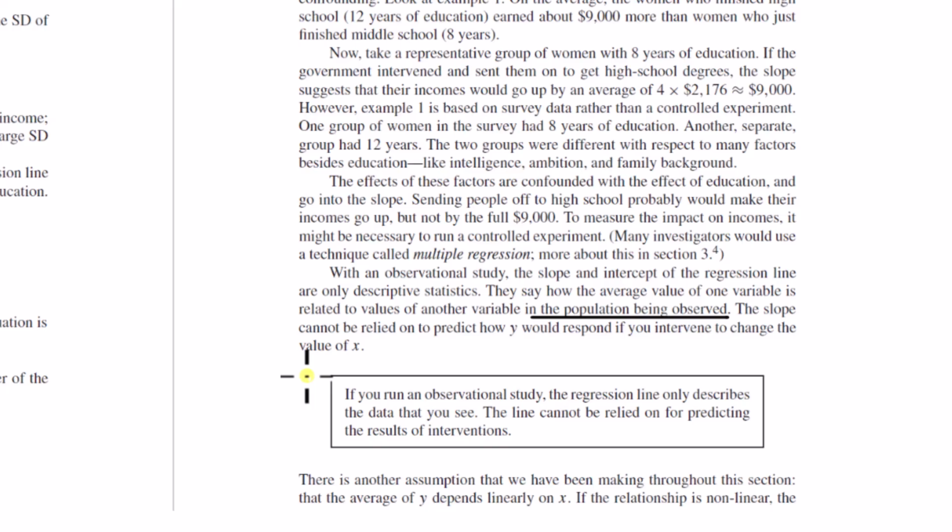So you're altering the data set a little bit. What they're saying is you're trying to predict what happens with future data points that aren't part of the original data used to calculate the slope and the intercept. So if you run an observational study, the regression line only describes the data that you see. The line cannot be relied upon for predicting the results of interventions. Right, because of the confounding variables.